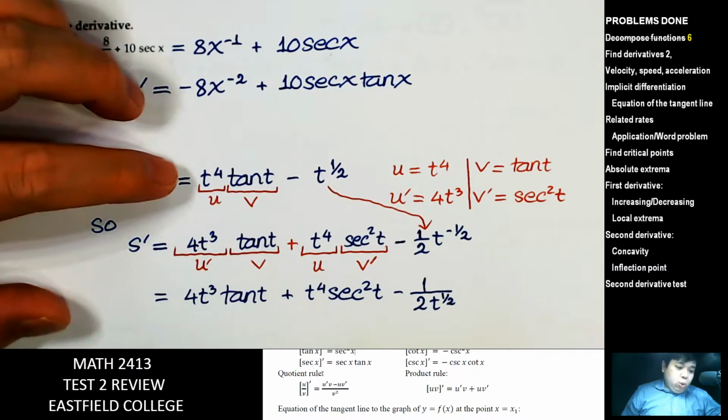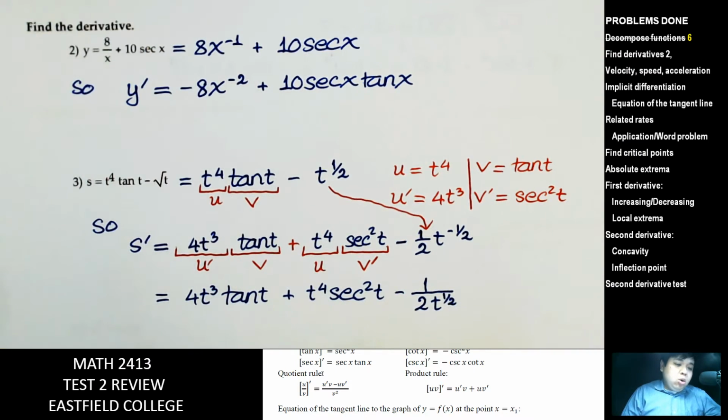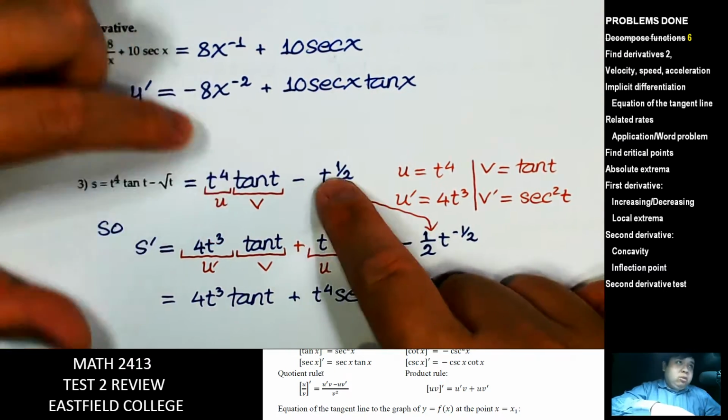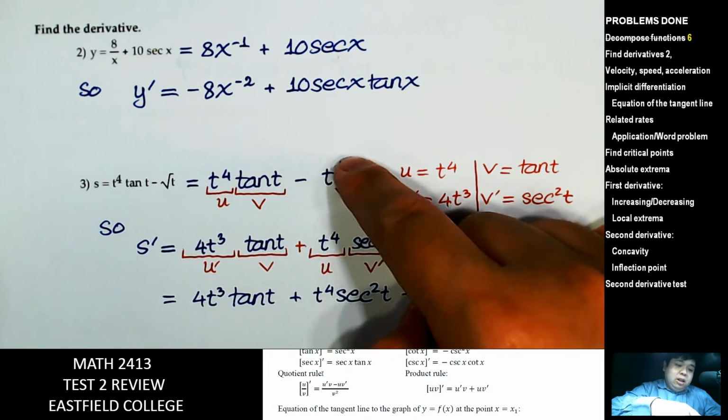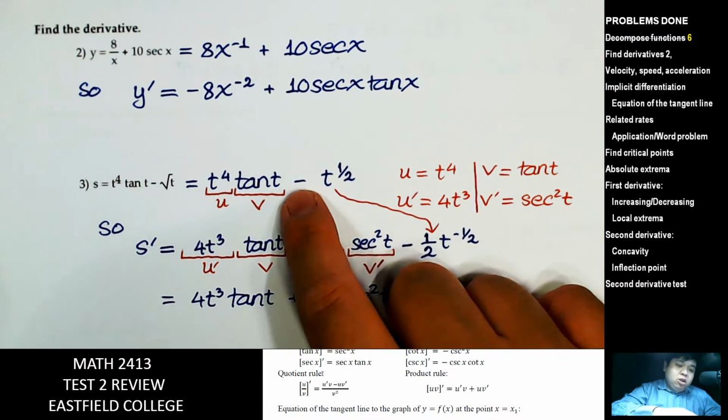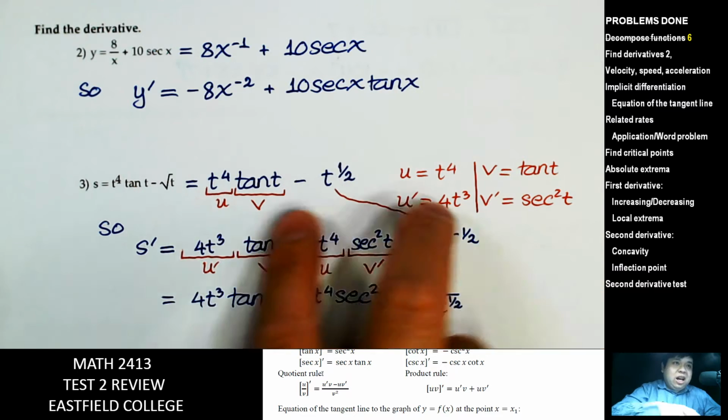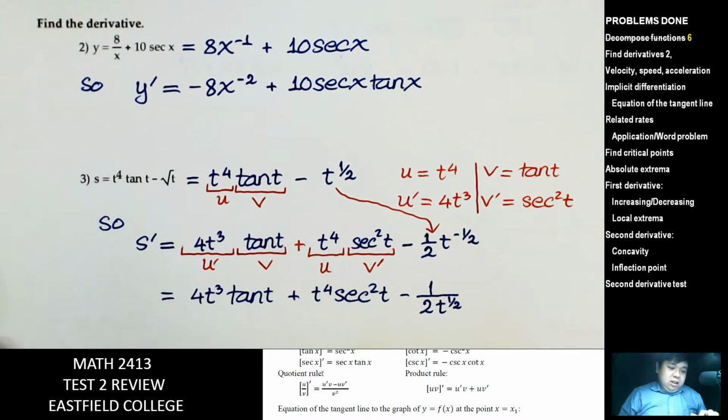Right. So we might have a product rule or a quotient rule, and then there will be something attached to it. I mean, not attached to, plus or minus something, and we just take the derivative separately. Right. That was 3.